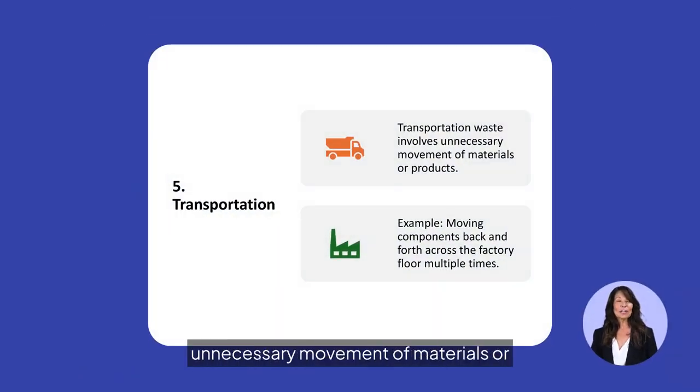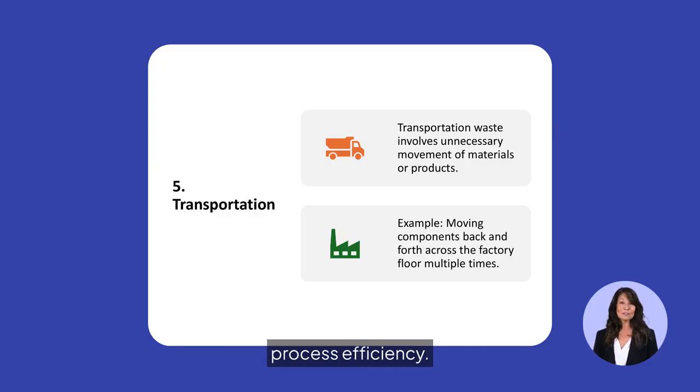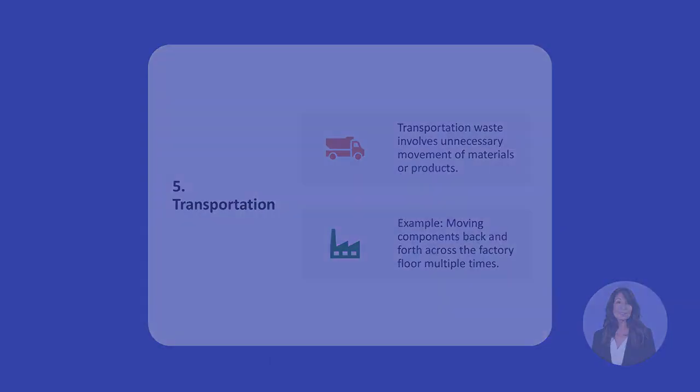Transportation waste involves unnecessary movement of materials or products. For example, moving components back and forth across the factory floor multiple times. Streamlining transportation reduces costs and improves process efficiency in lean systems.